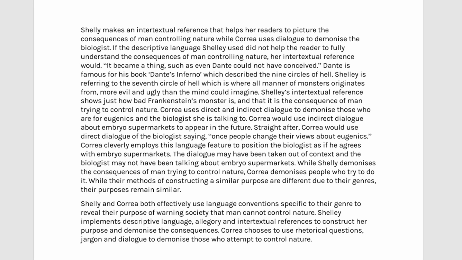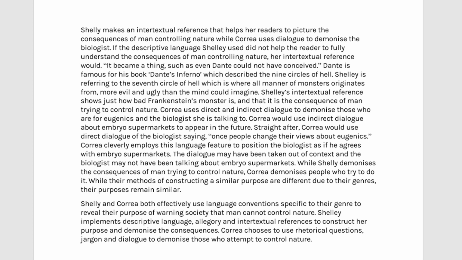If the descriptive language Shelley used did not help the reader to fully understand the consequences of man controlling nature, her intertextual reference would. "It became a thing, such as even Dante could not have conceived." Dante is famous for his book Dante's Inferno, which described the 9 circles of hell. Shelley is referring to the 7th circle of hell, which is where all manner of monsters originates from, more evil and ugly than the mind can imagine. Shelley's intertextual reference shows just how bad Frankenstein's monster is, and that it is the consequence of man trying to control nature.